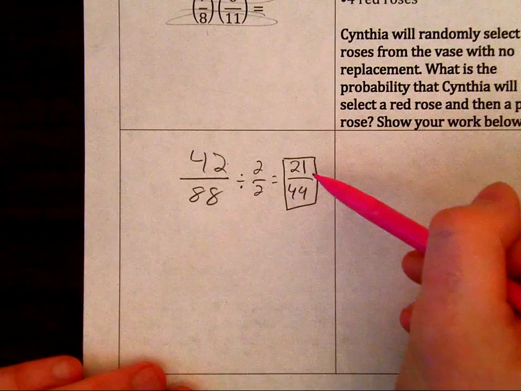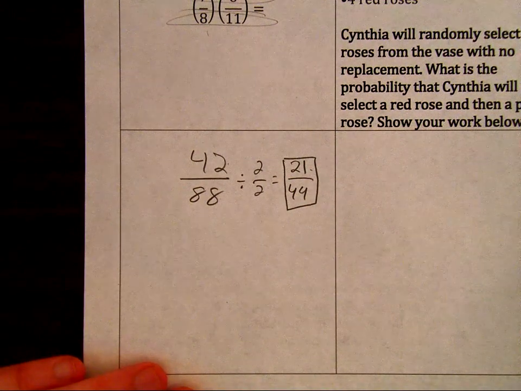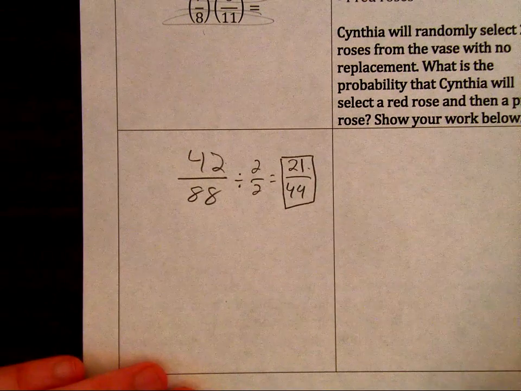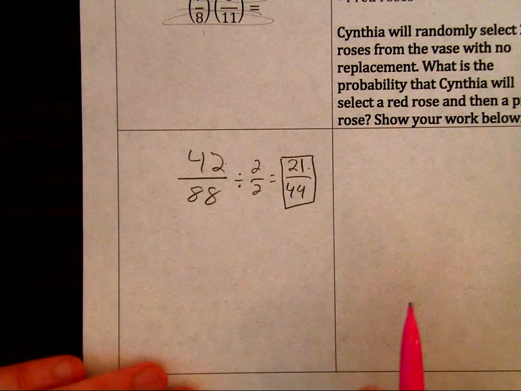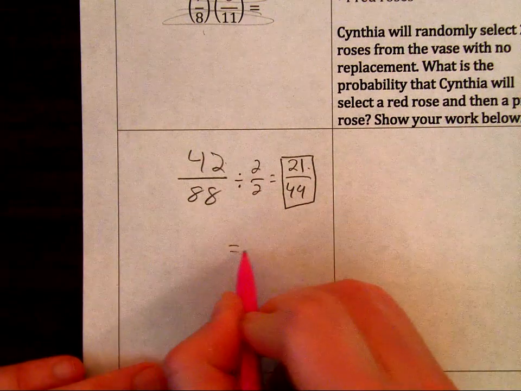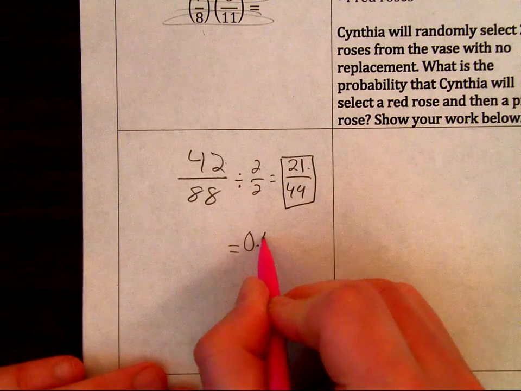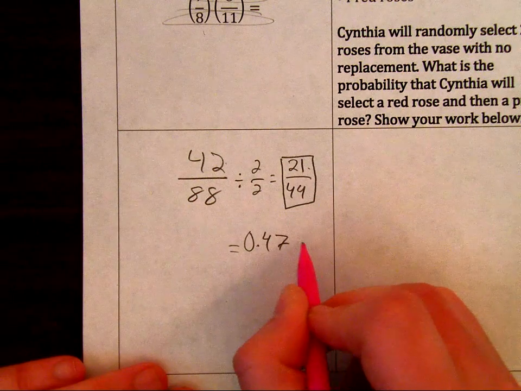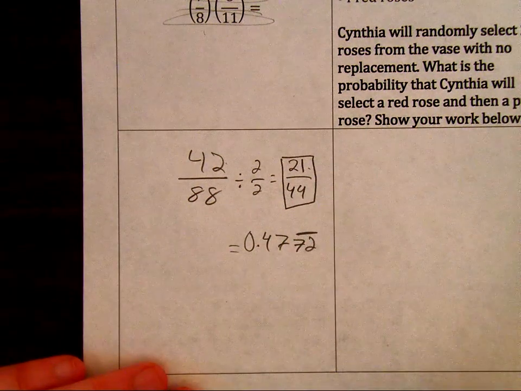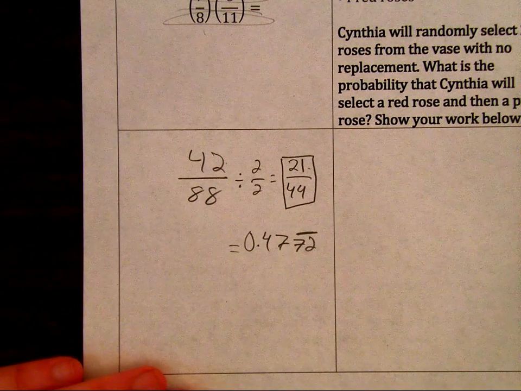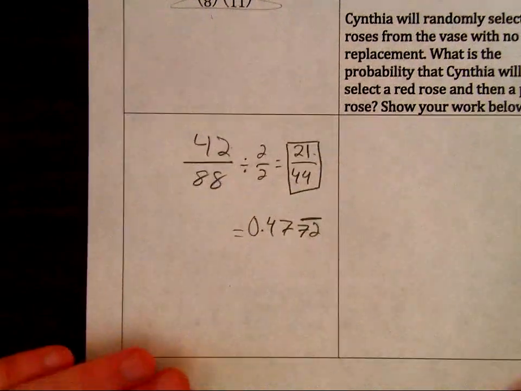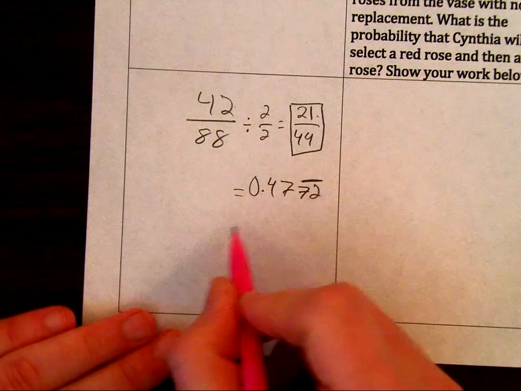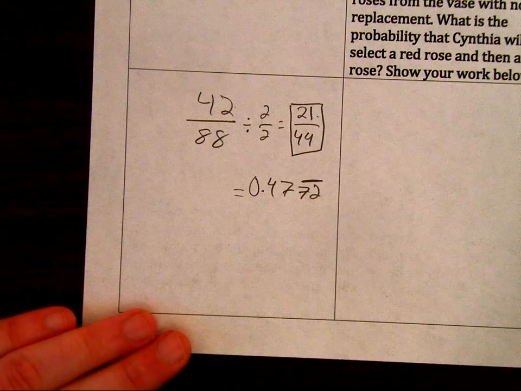Again, we just divide the numerator, so we're going to do 21 divided by 44. Well, that's going to be about 0.47, and it has that 7-2 repeating. Again, we usually go out to those first couple decimal places, but that's okay as long as we're seeing what we get. So now after that, though, again, we can multiply that by 100 to get our percent.